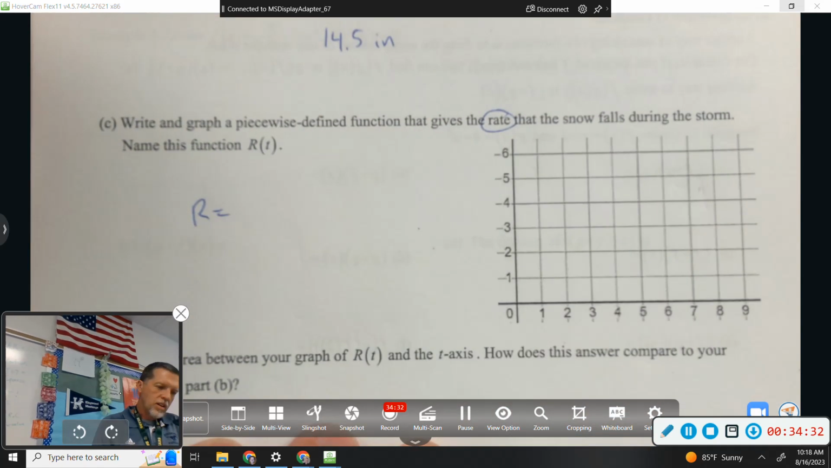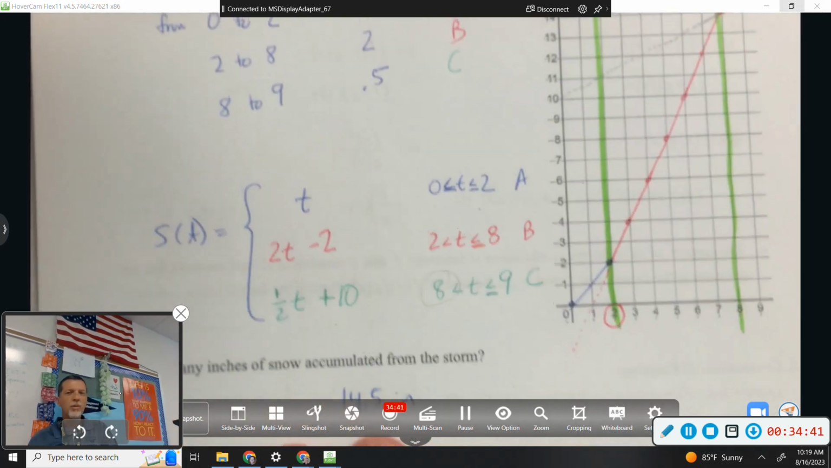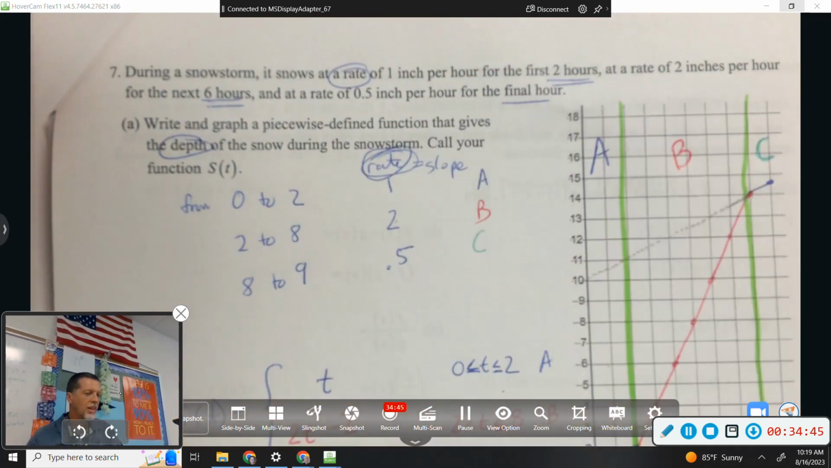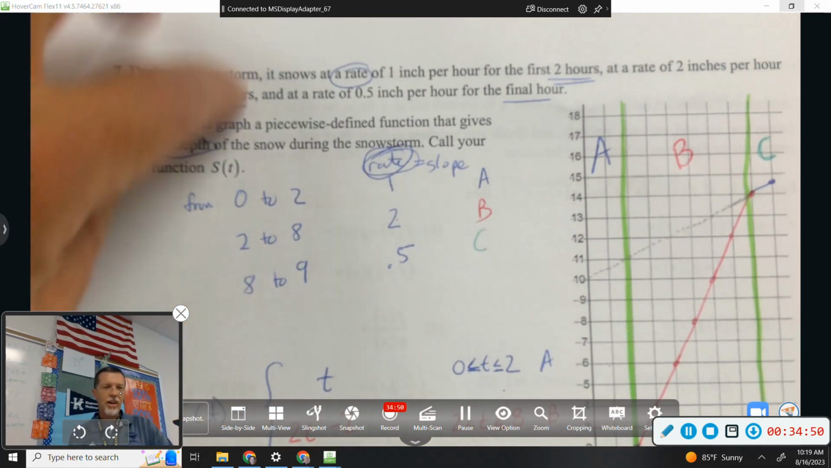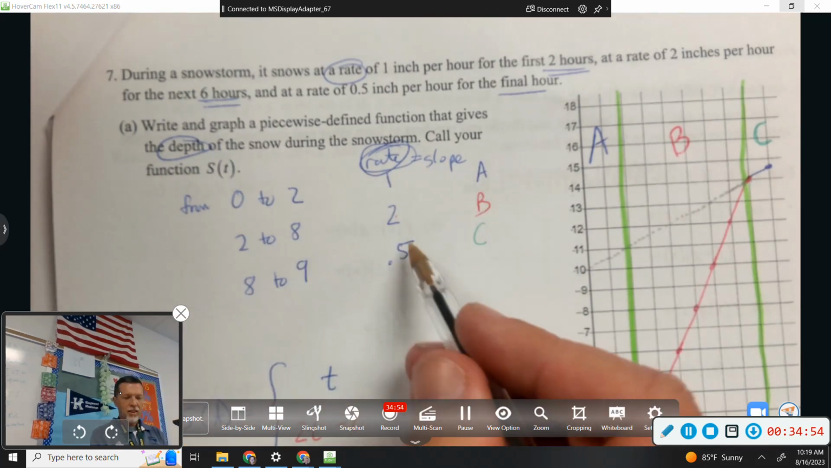I think this is going to be easier than the first one. Right? In fact, I almost did that up here. That's basically what this first thing is, because this is the rate. So the rate's either 1 or 2 or 0.5. And there's my t values. So I think I need to take this table, sort of rearrange things, and that's going to be my answer to part C.